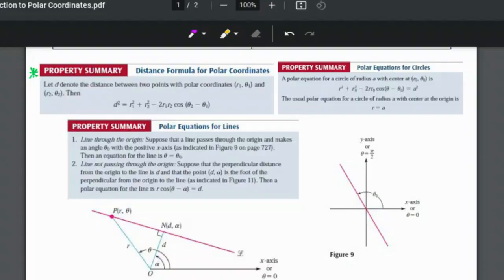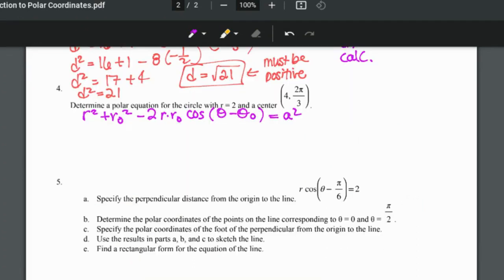Problem 4, we're going to use the polar equation for circles to do the problem. And notice here that the radius is a. And what we're going to do is we're going to keep the r and the theta in the equation because those are going to be our variables. We're just going to substitute in for r sub 0 and theta sub 0 and a. All right, so here's our equation.